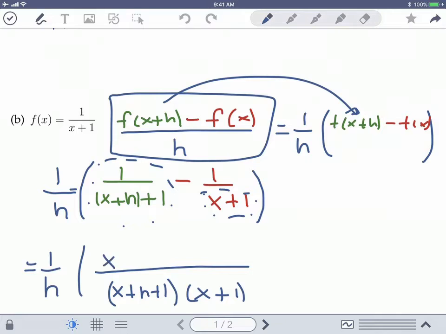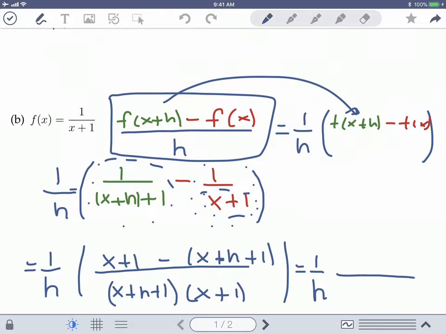So it becomes x plus 1 over here. And now this fraction over here, I multiply top and bottom by x plus h plus 1. So this would be like this. Okay, so this is what happens. If you look, I can keep going if you want. I'm almost done in this case.